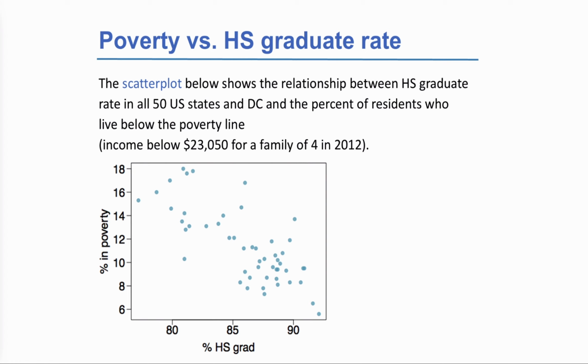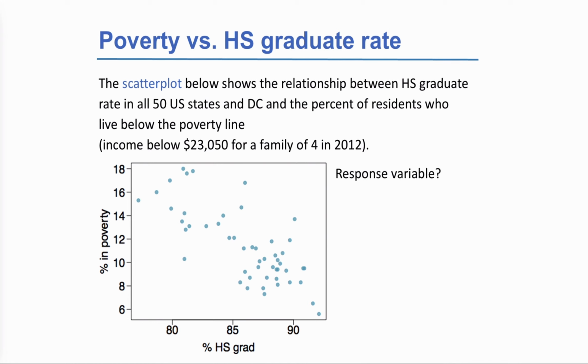So this scatter plot shows the relationship between high school graduation rates in all 50 U.S. states and D.C. and the percent of residents who live below the poverty line, being defined as income below $23,050 for a family of four in 2012.